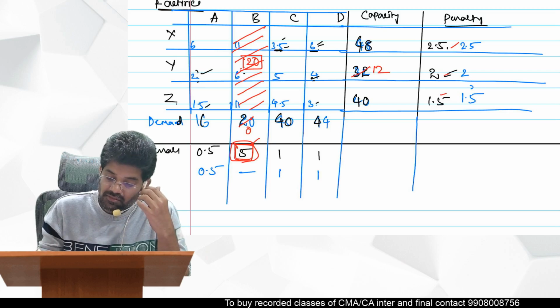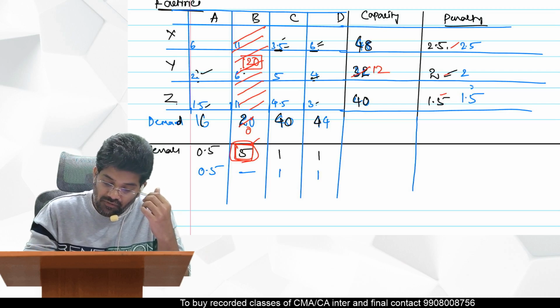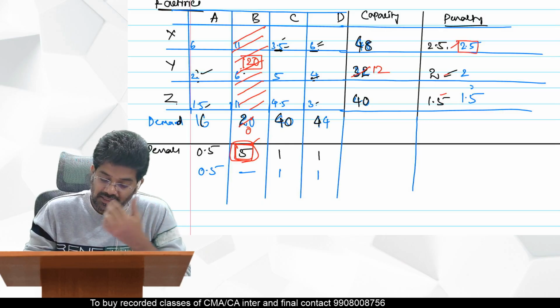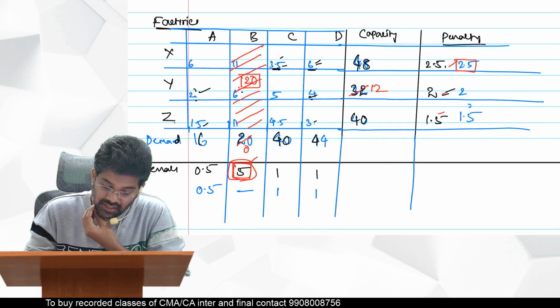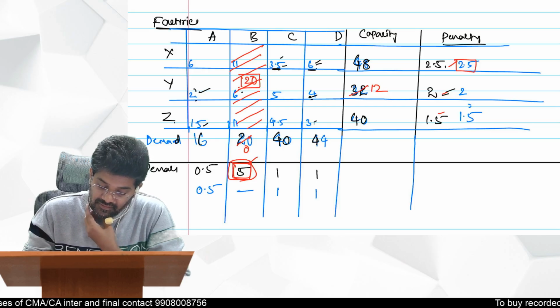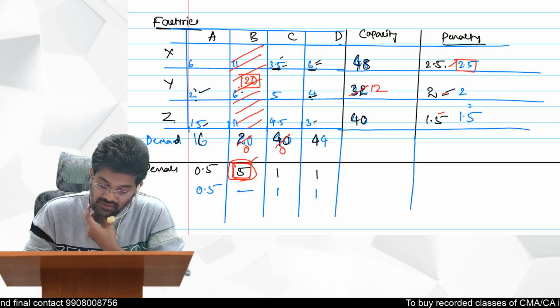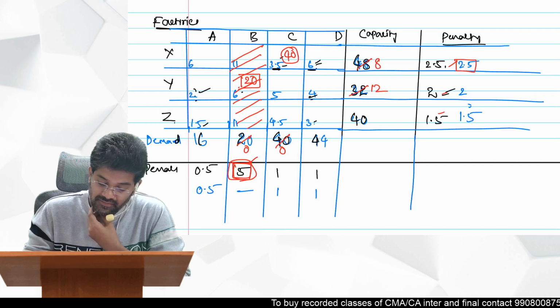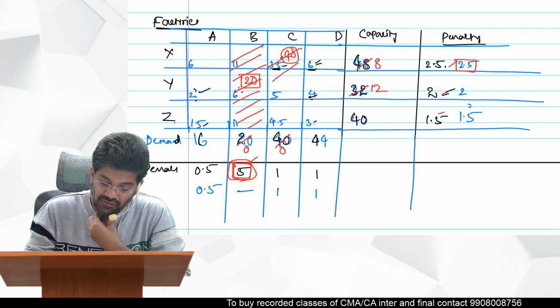Now out of this, what is the maximum? 2.5 is the maximum. In this, 3.5 is the least cost. What is the maximum we can allocate? 40 or 48, whichever is lower. So 40, this one will become 0. So I am allocating 40 here. This one will become 8. Then we should strike off this column.